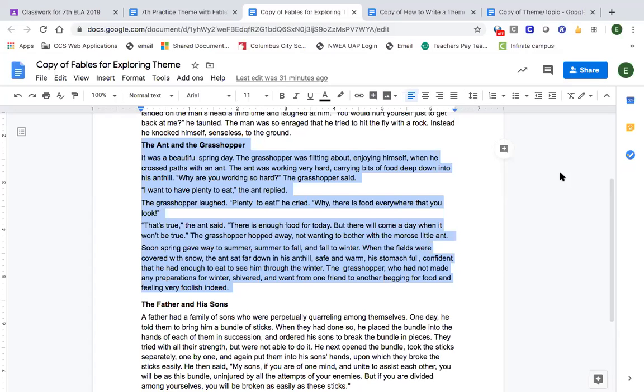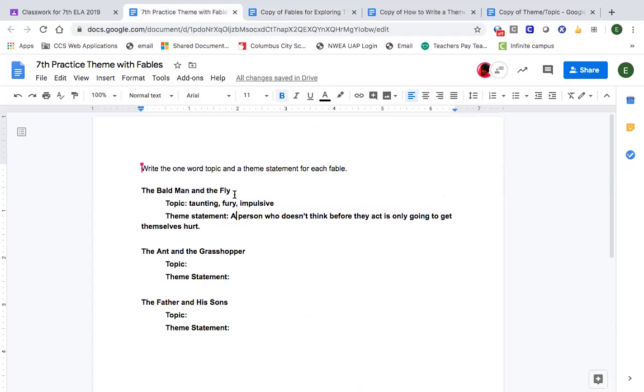Okay, so what's a topic that we could attribute to this fable? Waiting? Patience. Procrastination. Carelessness. Their procrastination. What about work pays off? So preparedness. That's a word. Preparation. Yeah. Okay.